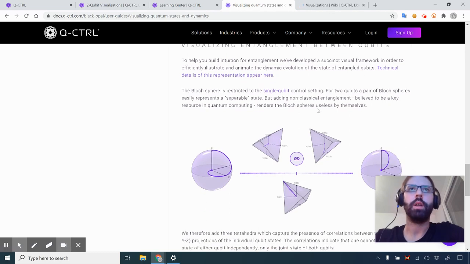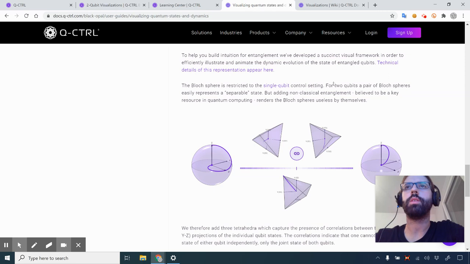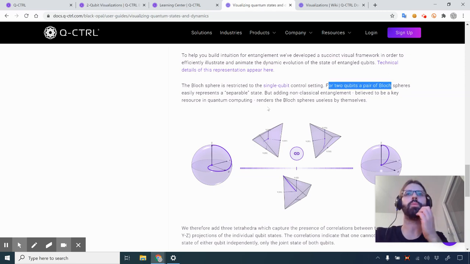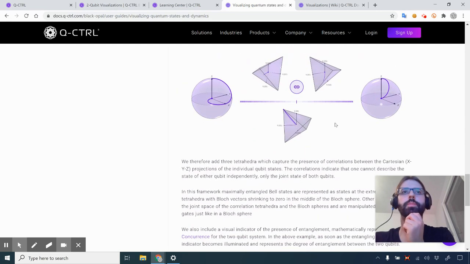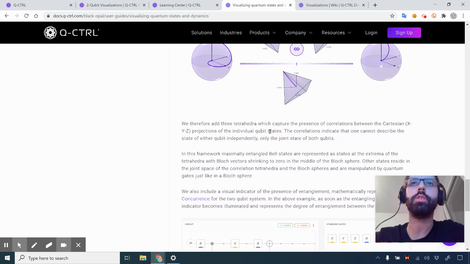Awesome. The Bloch sphere is restricted to the single qubit control setting. For two qubits, a pair of Bloch spheres easily represents a separable state, so an unentangled state, but adding non-classical entanglement, believed to be a key resource in quantum computing, renders the Bloch spheres useless by themselves. We therefore add three tetrahedra, which capture the presence of correlations between the Cartesian X, Y, and Z projections. Okay, correlations between those, of the individual qubit states.